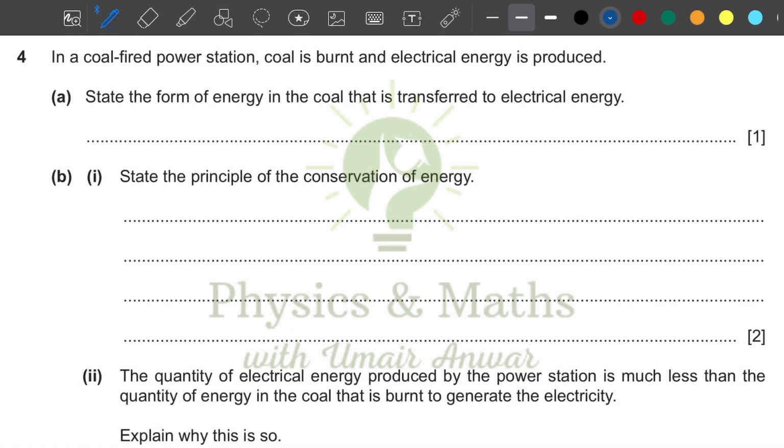Welcome to this tutorial. I'm solving question number 4 of paper 2-1 October-November exam series of 2021. The question says, in a coal-fired power station, coal is burnt and electrical energy is produced. State the form of energy in the coal that is transferred to electrical energy. So all the fuels contain chemical energy, and this is converted into other forms.